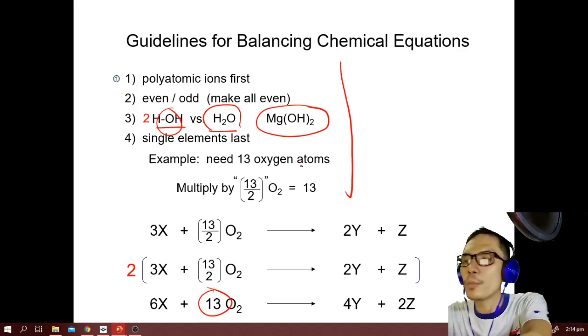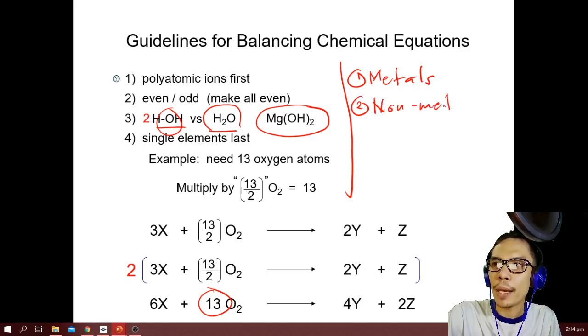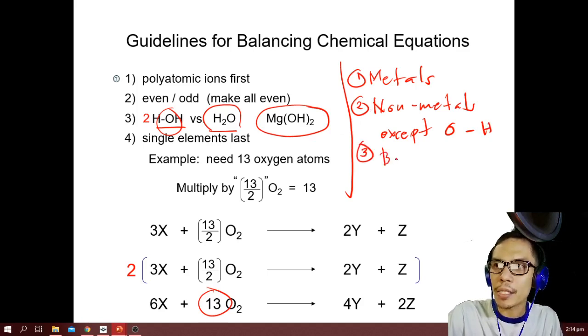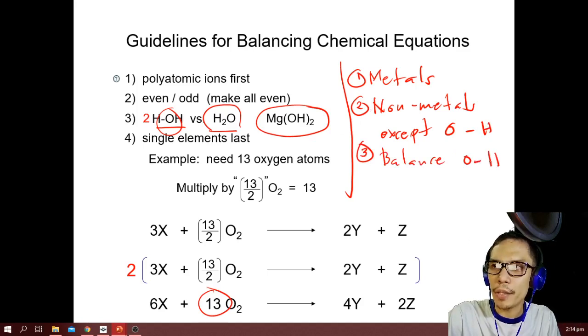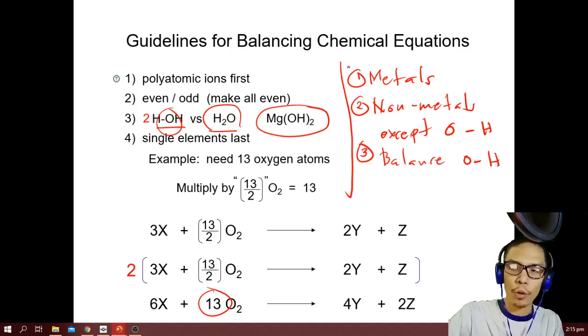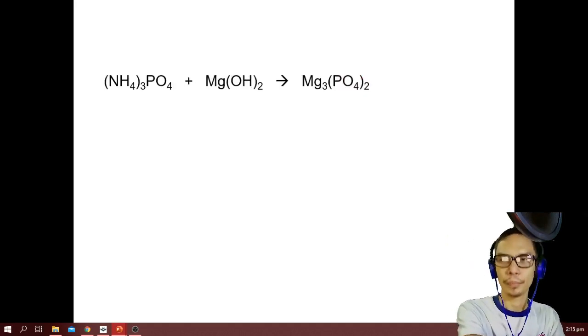But in other books, you can follow this one as well. In other books, the first priority in balancing an equation is the metals. You must balance all metals first, followed by non-metals, except for oxygen and hydrogen. The third and last is to balance the oxygen and hydrogen respectively. So you can use this one or you can use the other one if you want to. Either of which makes you comfortable, it doesn't matter which one you want to use, as long as it makes you comfortable in balancing a chemical equation.